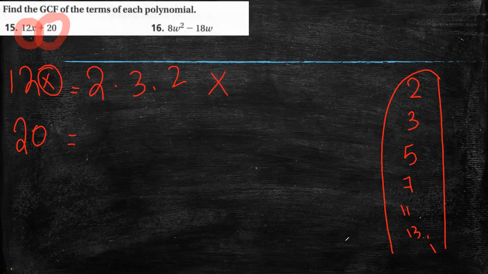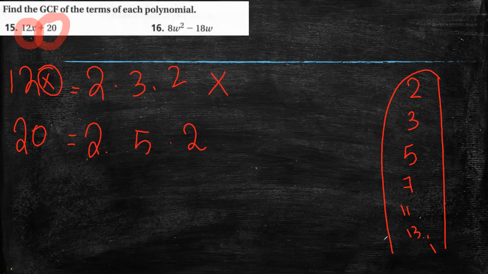Look at number 20 now. Who can give me numbers from the prime numbers that if I multiply 2 or 3 of them, I get 20? 5 multiplied by 2 multiplied by 2. Thank you. It is 2 times 5 times 2. So after I factorize them, I want to find the common one.